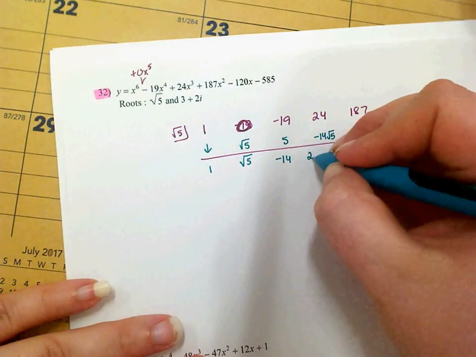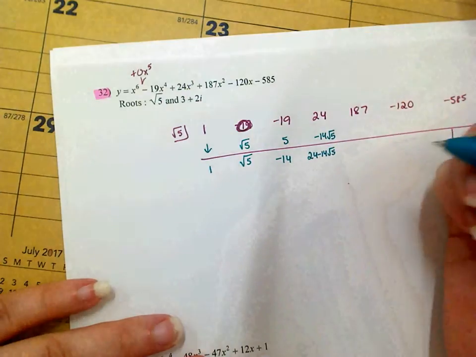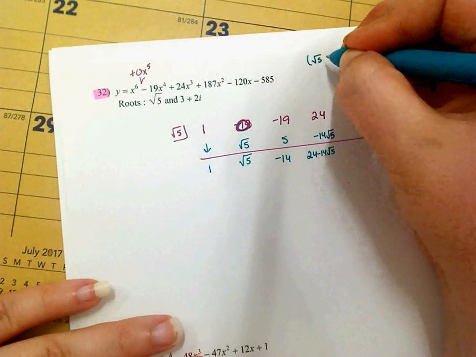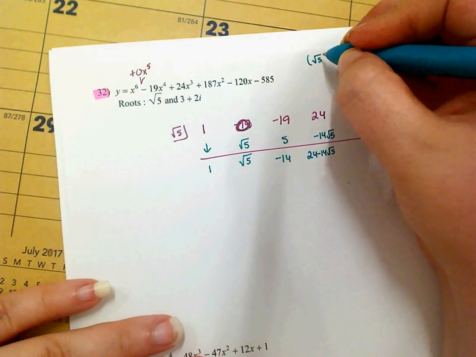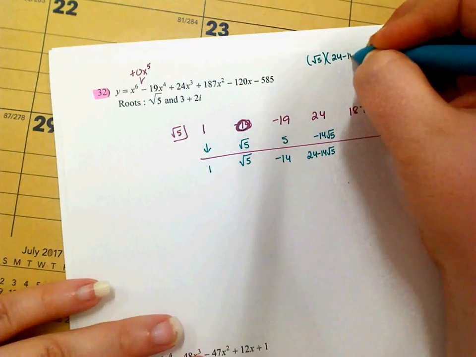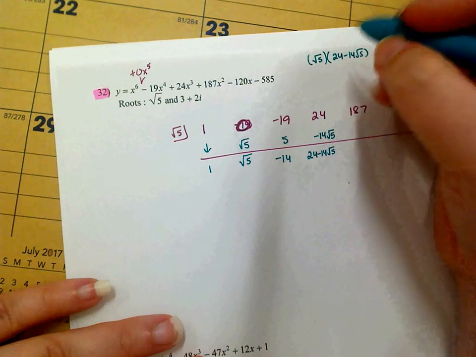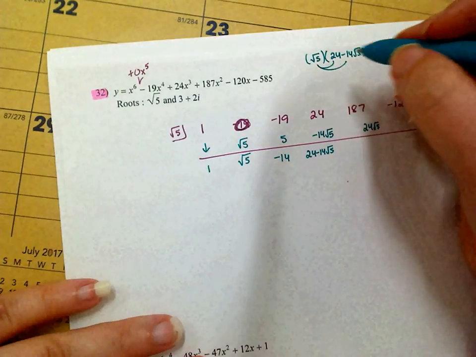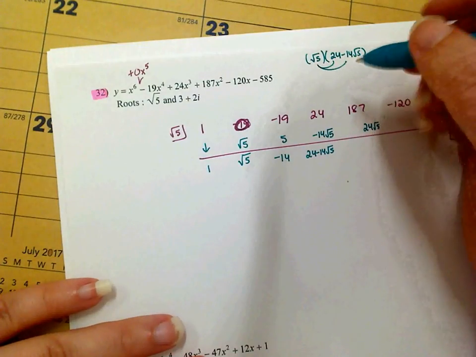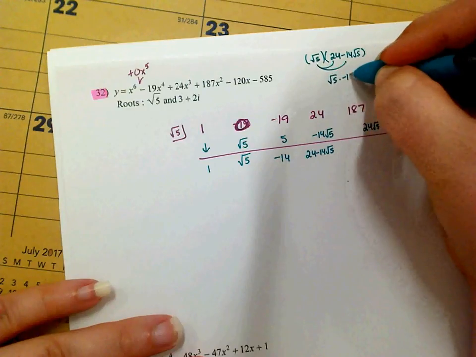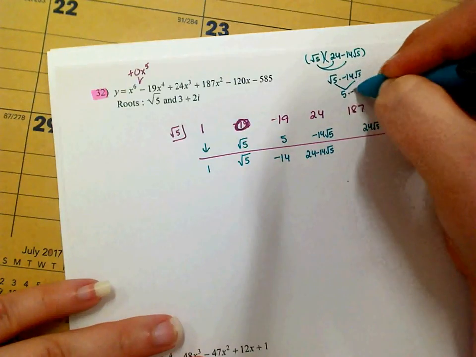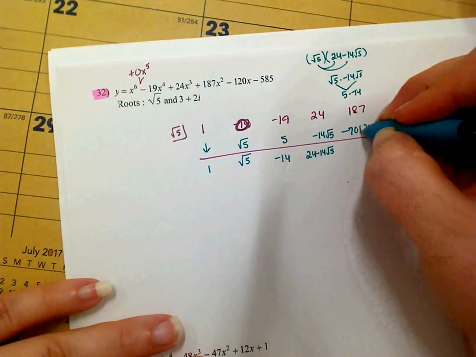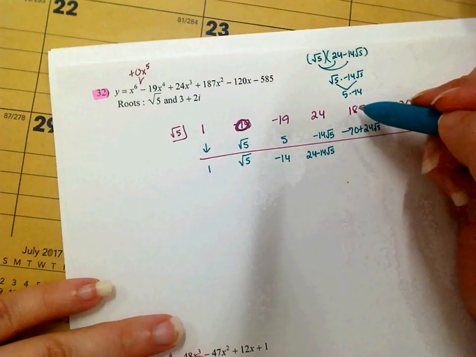Okay, now I need to multiply. Just see that you multiply it out, but whatever. That times that is 24 square roots of 5. And that times that, square root of 5 times negative 14 square roots of 5, is 5 times negative 14. So 5 times 10 is 50, and 5 times 4 is 20, so negative 70. Okay? 187 minus 70 is 117. Plus 24 square roots of 5.